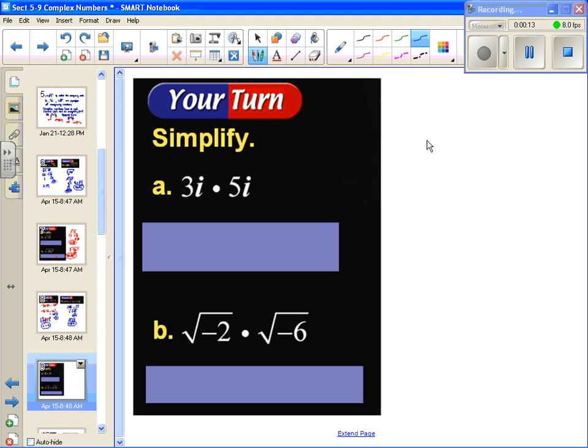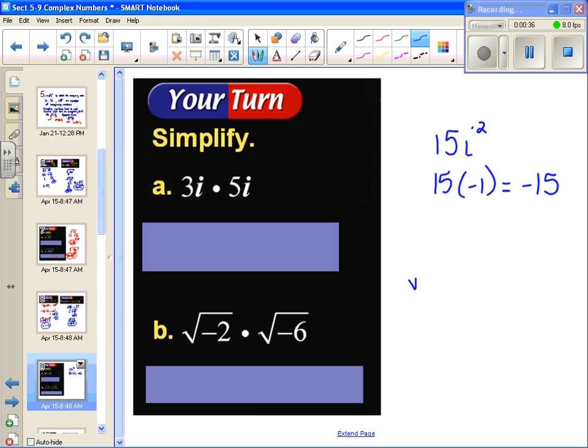So when I multiply 3i times 5i, I'm just going to get 15i squared. Just multiply the parts there. And remember, i squared equals -1. So this is 15 times -1, which is just -15. So remember, anytime you see an i squared, substitute a -1 in place of that.